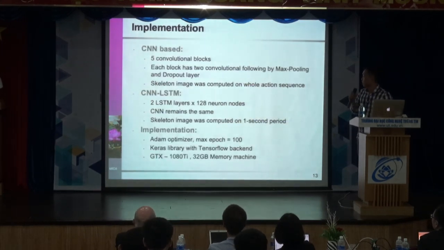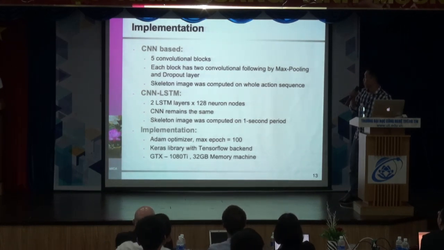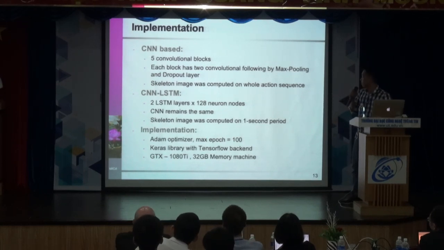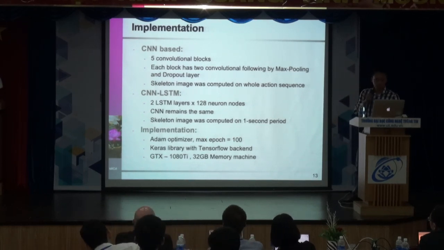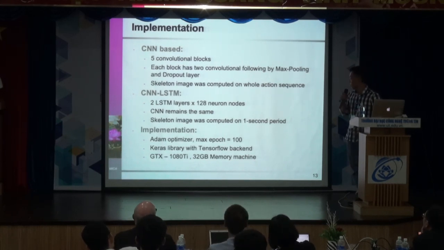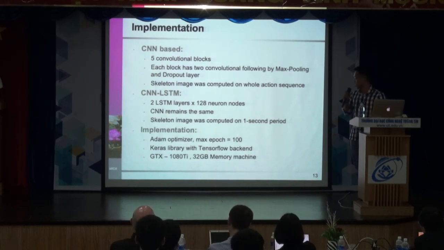About implementation, as I said before, we use a CNN with five convolution blocks, and the skeleton image is computed on the whole action sequence. In the case of CNN and LSTM, we compute the skeleton image on a 1 second period to fit into the network. And we use the Adam optimizer with the Keras library and TensorFlow backend, and you can see the hardware configuration here on the screen.